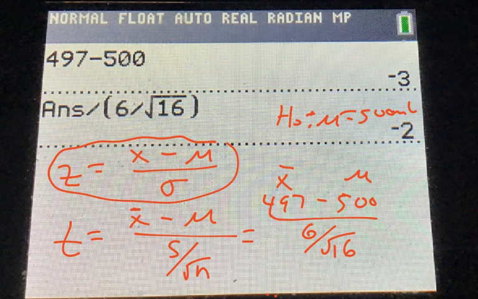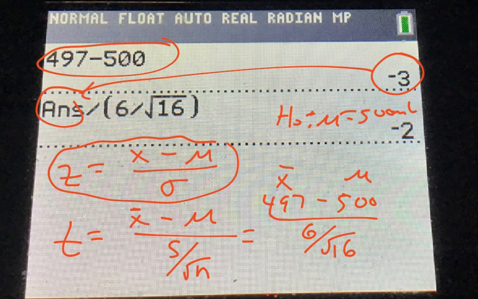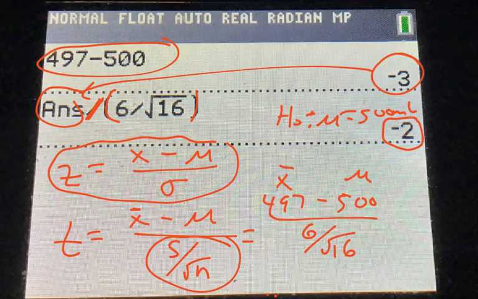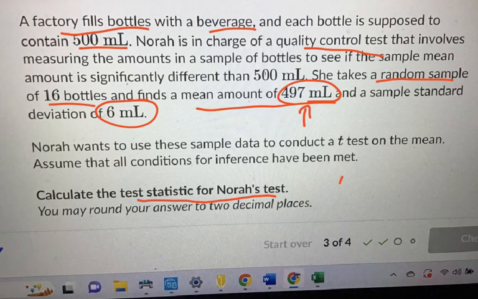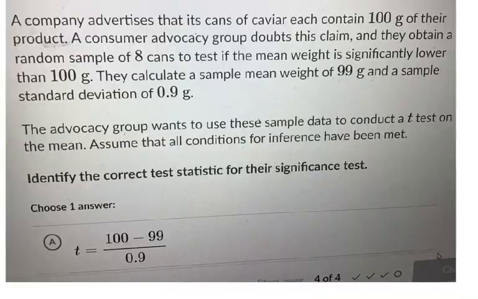As you can see here, I did 497 minus 500, took this result, and divided by, notice guys, I use parentheses. If you want to do all of this together, you've got to keep it together with the parentheses, or you're going to get a really screwed up answer. But anyways, long story short, our t-statistic is -2, so we would say t equals -2, and we would get it right. All right, let's do at least one more here.